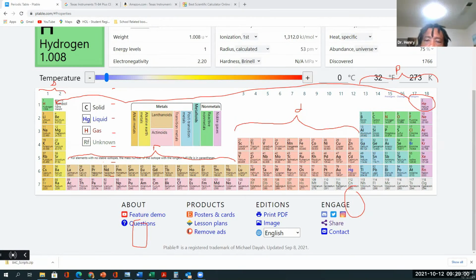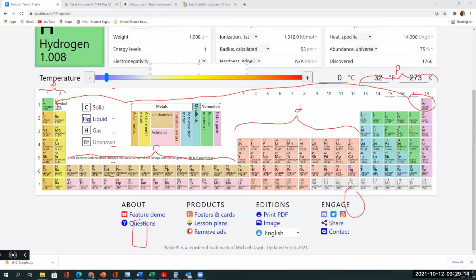Two. That's right. So that's 1, 2. How many electrons does the P subshell hold? 6. 1, 2, 3, 4, 5, 6. How many does the D subshell hold? 10. 1, 2, 3, 4, 5, 6, 7, 8, 9, 10. How many does the F subshell hold? 14. 1, 2, 3, 4, 5, 6, 7, 8, 9, 10, 11, 12, 13, 14.